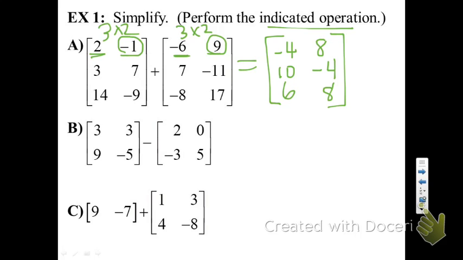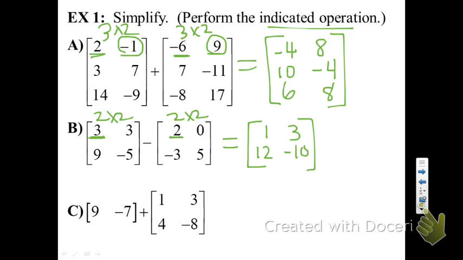The second one's easier to see. We have a 2 by 2 and a 2 by 2, they're square. Because the dimensions are the same, we're going to go ahead and add corresponding positions. So this 3 and this 2 are corresponding, and I think I just said add, but really we're going to subtract. So we take 3 minus 2, which gives us a 1. The 3 minus 0 going across gives us 3. And then down for our second row, 9 minus a negative 3 gives you 12. And negative 5 minus 5 gives you negative 10.